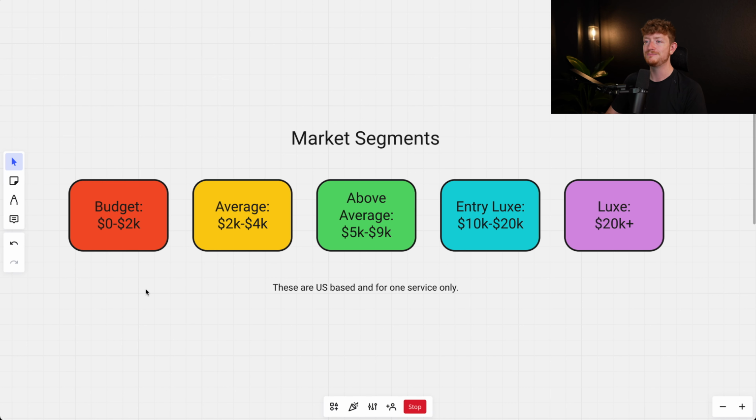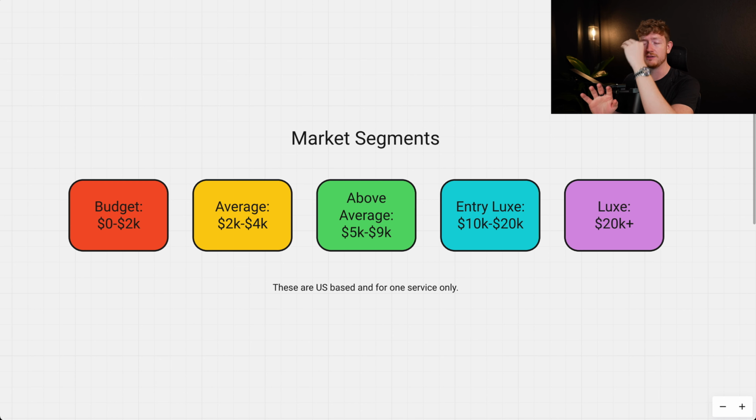So that's budget. The average market segment. Average means this is where most photographers and filmmakers lie. This is also where most couples have their ideal budget. So average is between 2 and 4K for one service. Usually the equilibrium is around the 3K area, but typically between 2 and 4K is what you see for the most average. Most photographers and most filmmakers are going to be pricing here.